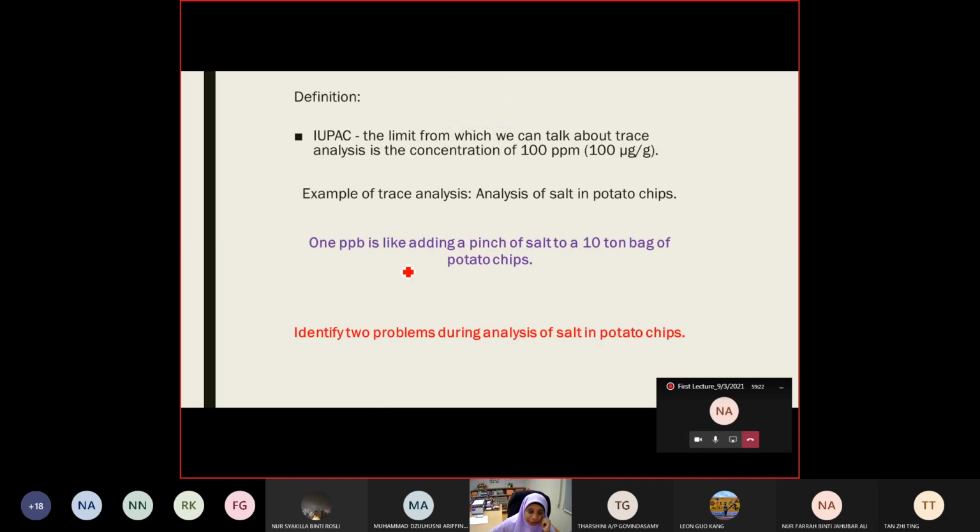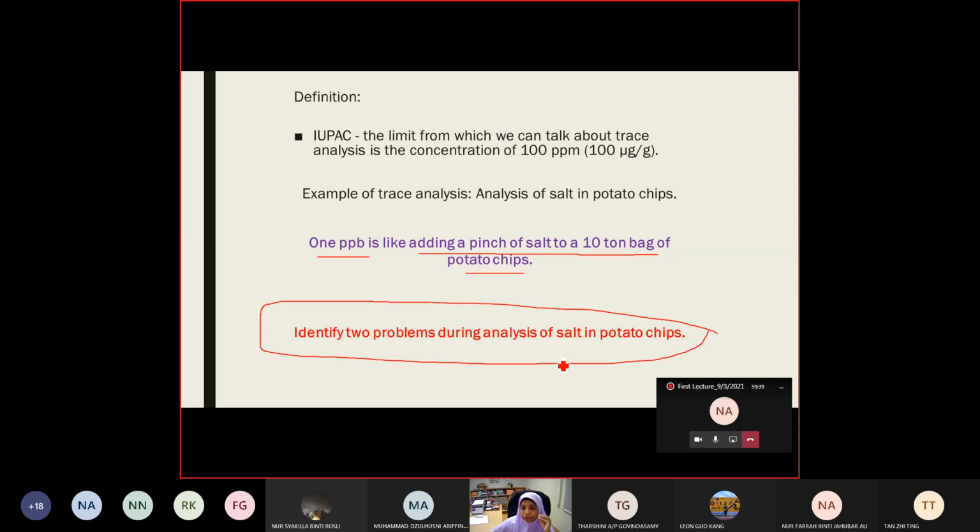Now, from this 1 ppb, which is, as I mentioned just now, a pinch of salt to a 10-ton bag of potato chips, can you identify the two problems when you do the analysis of the salt in these potato chips? Anyone can answer this? What do you think the main problem will be? What is the main issue?